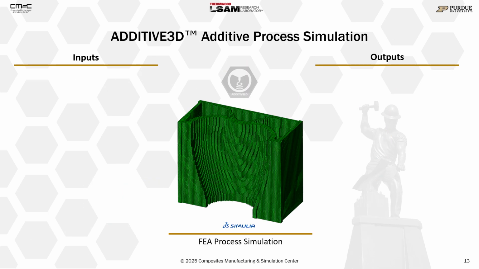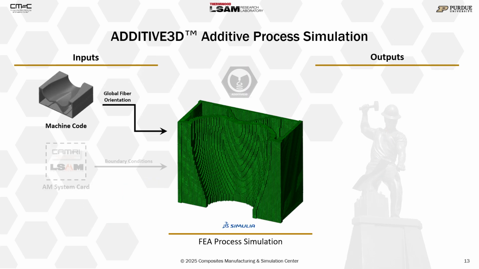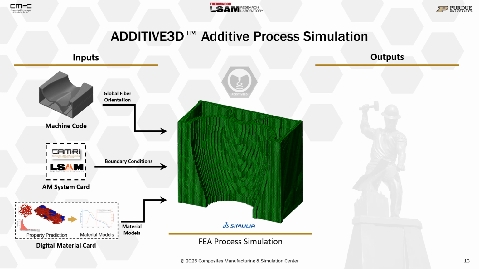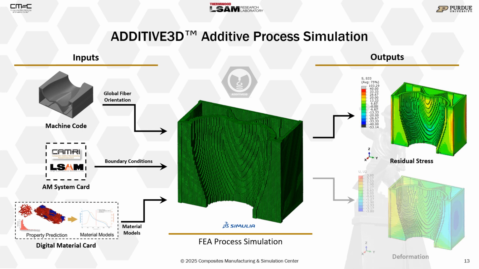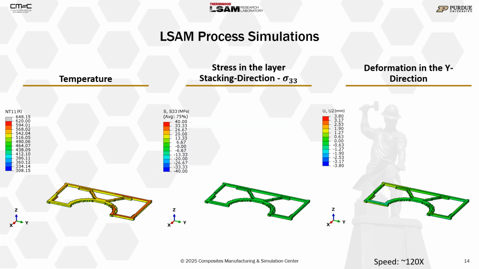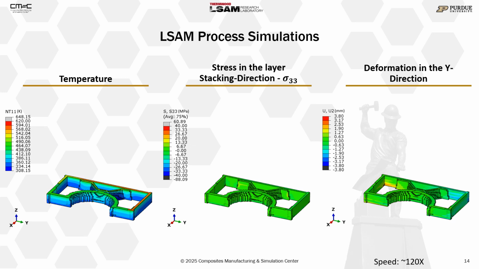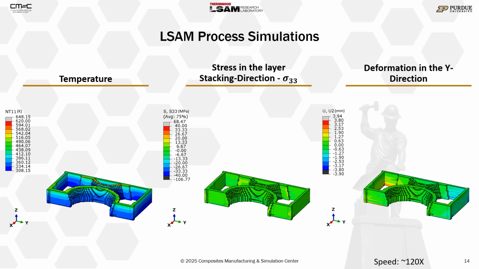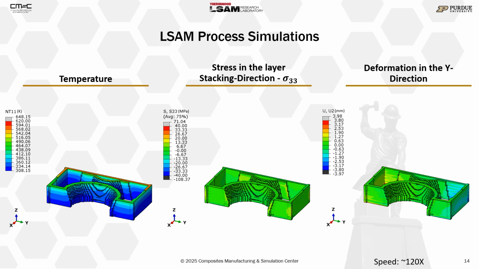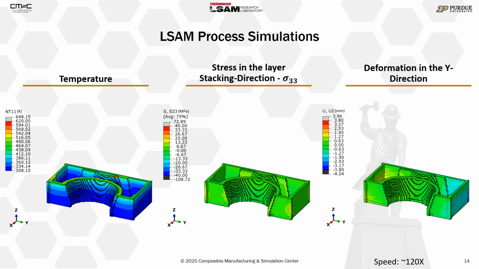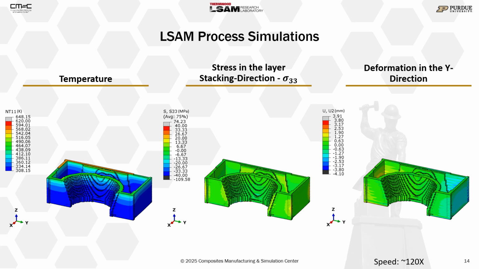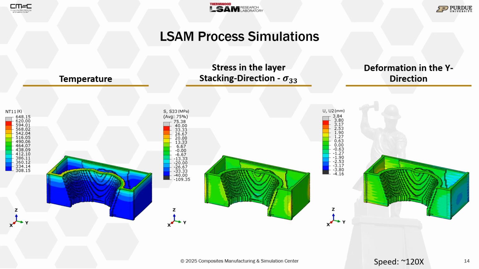So just to illustrate the additive process simulation, the inputs that we need are the machine code, the material card, and the machine card, and then we can predict, for example, residual stresses and deformation. Here, we can look from left to right at the evolution of temperature throughout the print process. You can notice the large temperature gradients that develop from the bottom to the top, as well as across the thickness of the printed part.